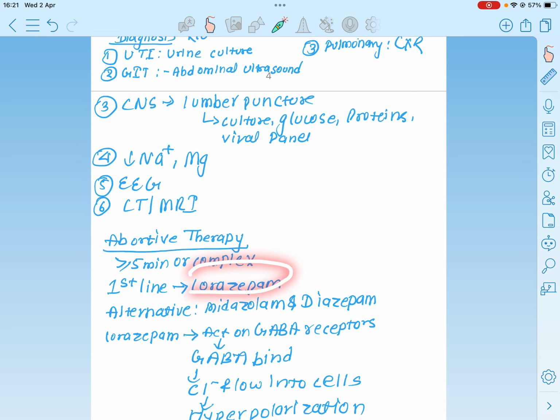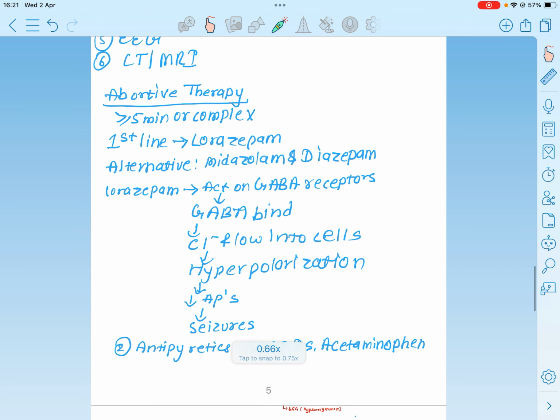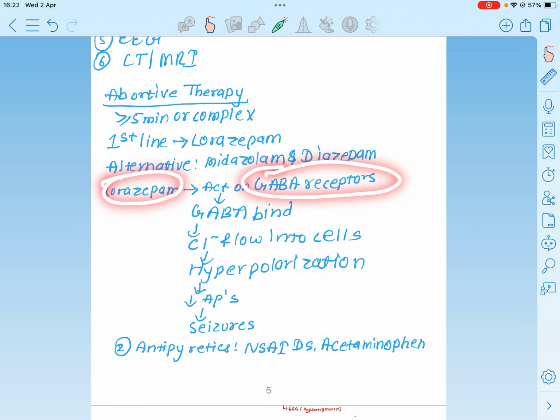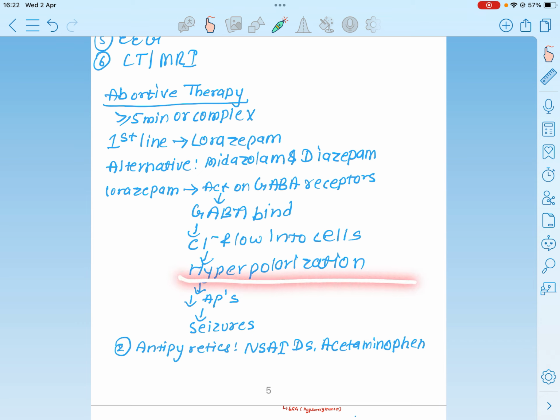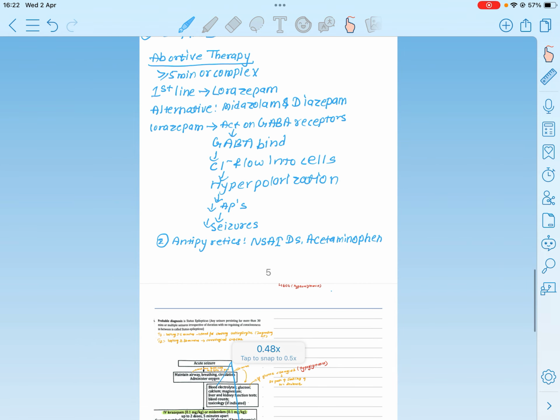First line will be lorazepam, and other alternatives are midazolam and diazepam. How does this lorazepam act? It will act on GABA receptors, and GABA will bind and chloride will flow into the cells, and if chloride flows into the cells, it will cause hyperpolarization and decrease in action potential and decrease in seizure. Another one is we will give antipyretics like NSAID and acetaminophen.